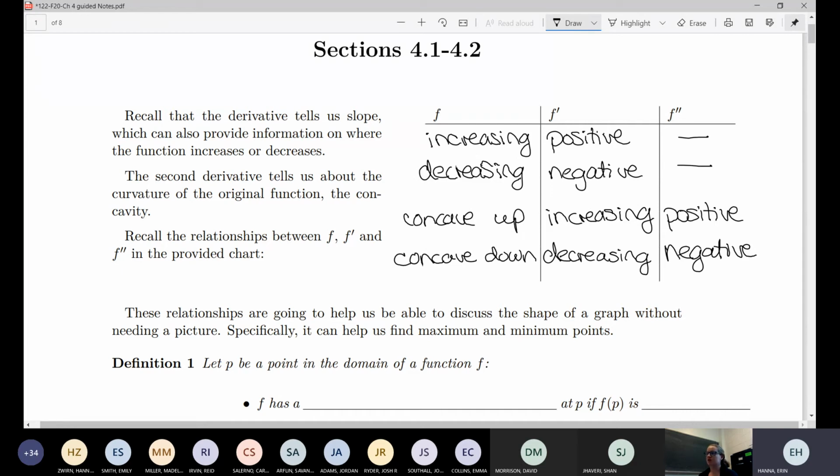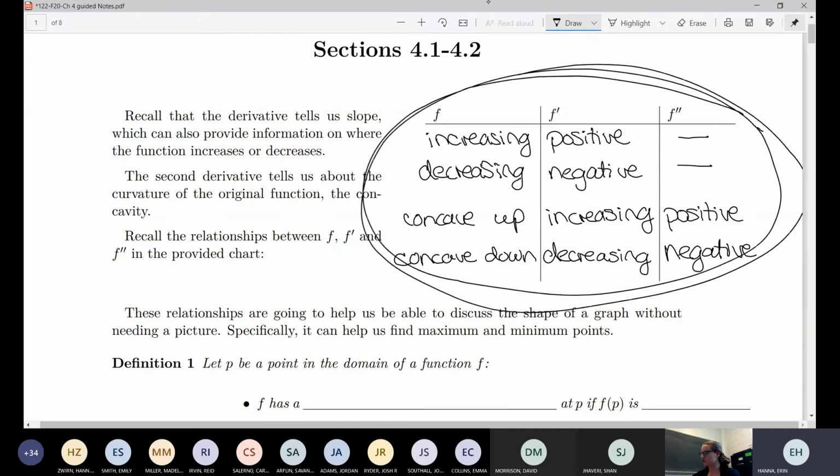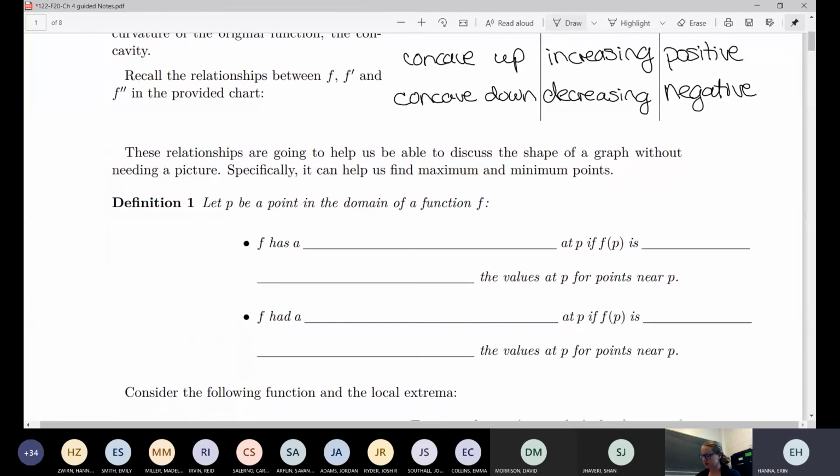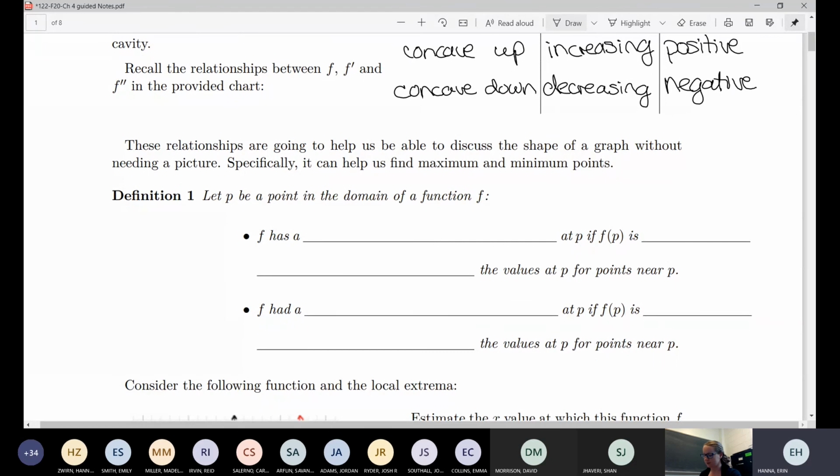These relationships are essentially going to help us to discuss the shape of a graph without needing to have the picture of the graph in front of our face. And specifically, it's going to help us find maximum and minimum points. Again, I would suggest committing this to memory if you can, or at least being able to think it through if you need to, because these relationships are used so very often that you're going to want to be able to go frontwards, sideways, backwards, all sorts of things. So I'll leave that second piece up in case anyone hasn't caught up yet.